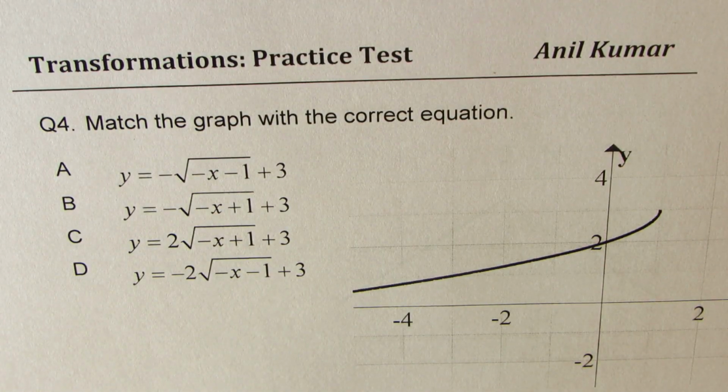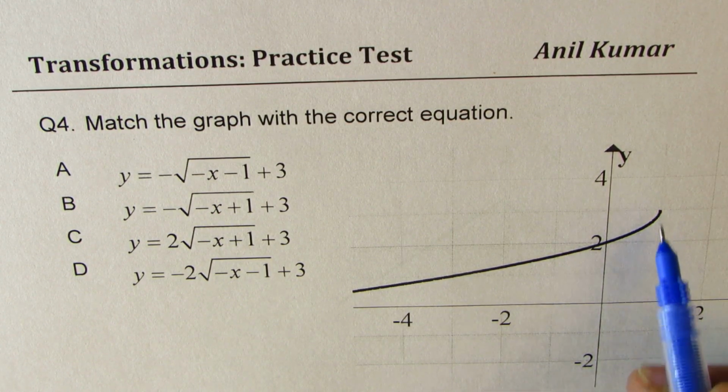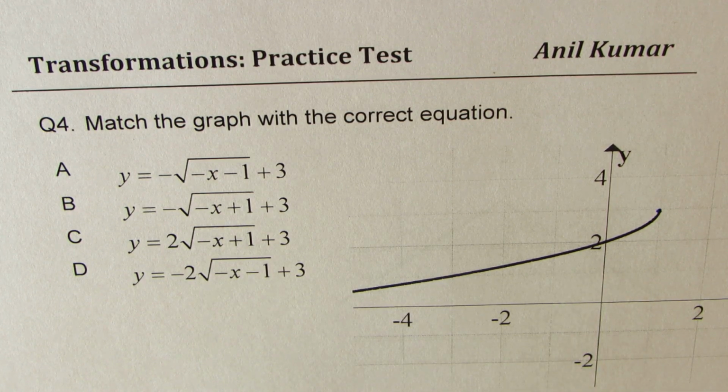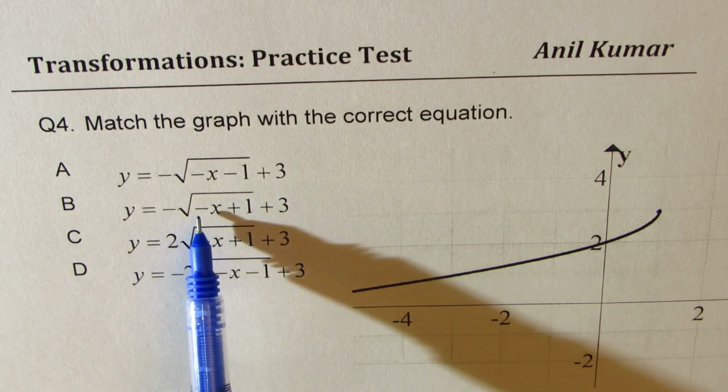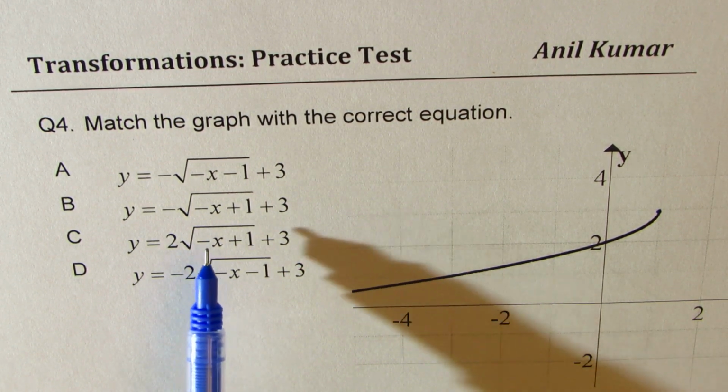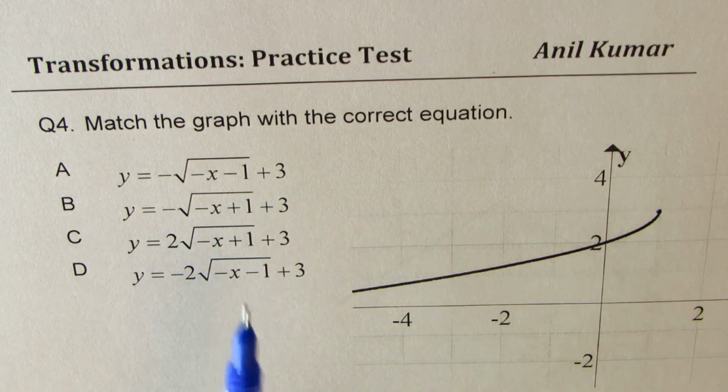Here is question number 4. Again, we have taken square root function. However, this time it is reflection on both x and y axis. So I would like you to match the equation, right? So what we also learned is we should factor this negative term and then see the real effect, right? So it seems that equation B fits in.